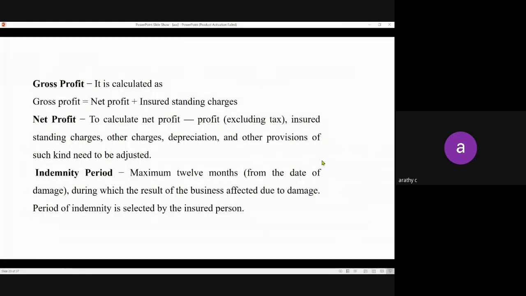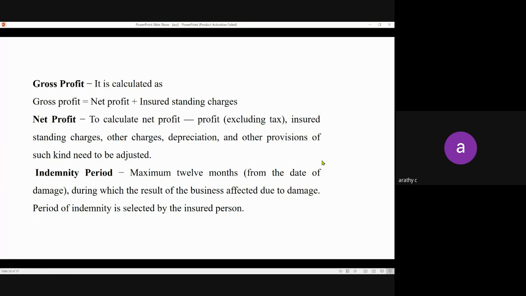Next is gross profit. It is calculated as the net profit plus insured standing charges. It is called gross profit. These two items are added, then you will get the gross profit. Next is net profit. So profit excluding tax, it includes the detailed insured standing charges, other charges, depreciation, and other provisions. These items are adjusted, then you will get the net profit.